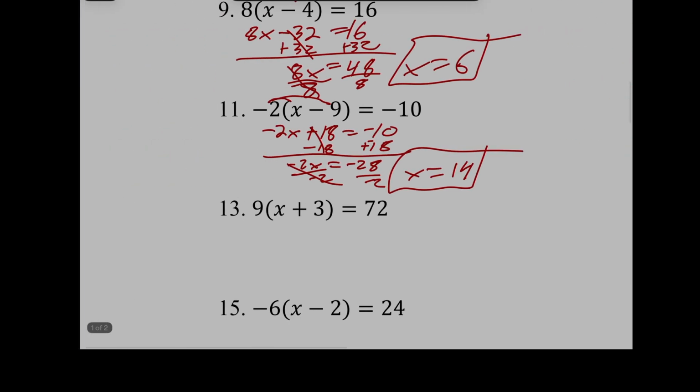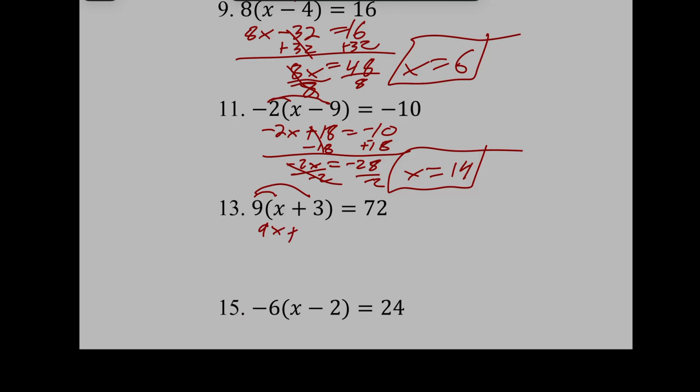Okay? That's all right. Take the 3 seconds. 9x. I know life is short, but it's not that short. Okay, equals 72. So now I'm going to subtract my 27 from both sides. And now I've got to do a little bit of math.